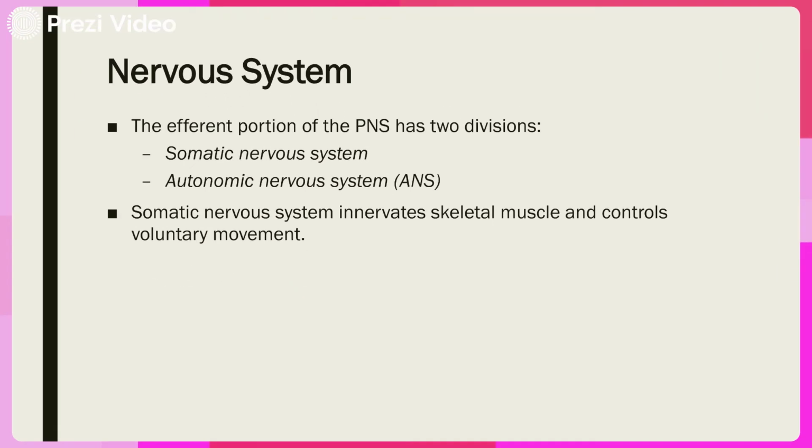The nervous system, in this case the afferent part of your PNS, has two subdivisions: your somatic nervous system and your autonomic nervous system. Your somatic nervous system innervates the skeletal muscle and basically controls voluntary movements. Versus that, we're going to talk about the autonomic system and the different processes that occur through the activation of certain neurotransmitters.